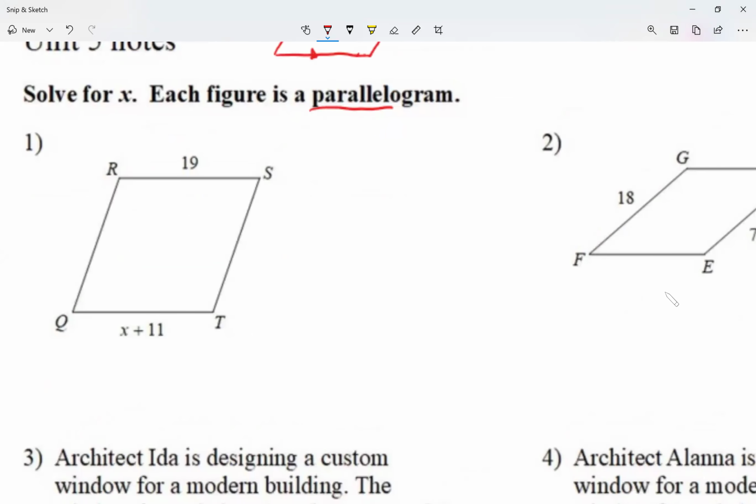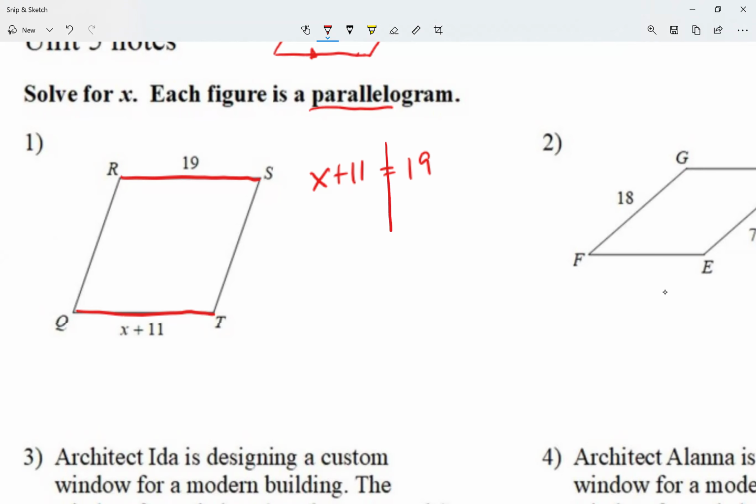It says solve for x. Each figure is a parallelogram. So I'm looking at the segment RS and I'm looking at the segment QT. I know they're parallel because it is a parallelogram, but they're also the same size. So what I'm going to do to solve for x, I'm just going to let those two sides equal each other. So I'm going to go x plus 11 is equal to 19. Again, opposite sides are parallel, but they're also congruent. So they equal each other.